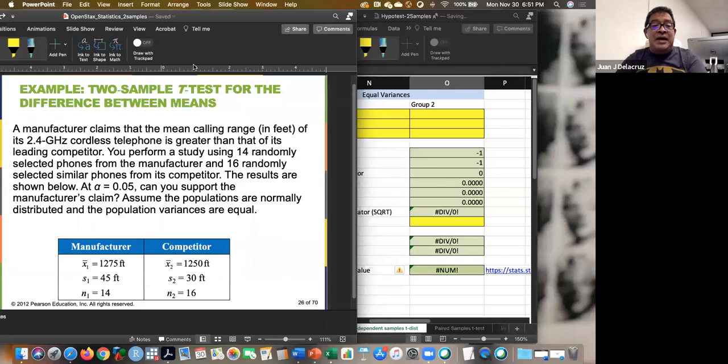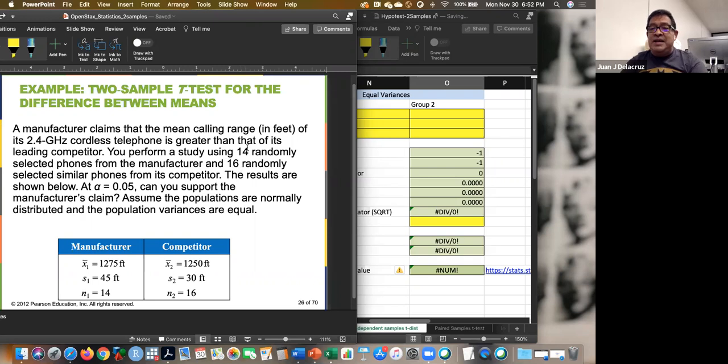So in this case, a manufacturer claims that the mean calling range in feet of a 2.5 gigahertz cordless telephone is greater than that of its leading competitors. You perform a study using 14 randomly selected telephones from one manufacturer and 16 randomly selected similar telephones from its competitor.